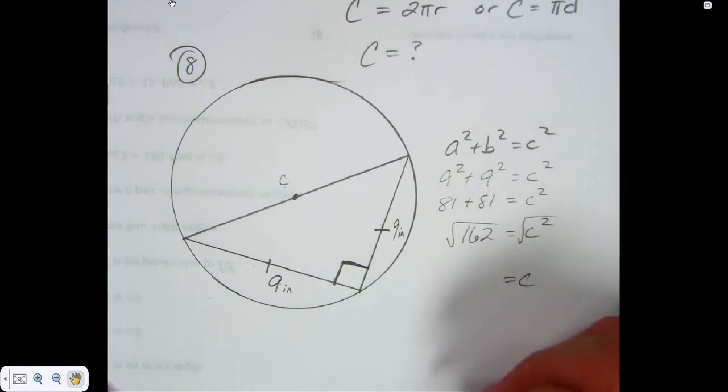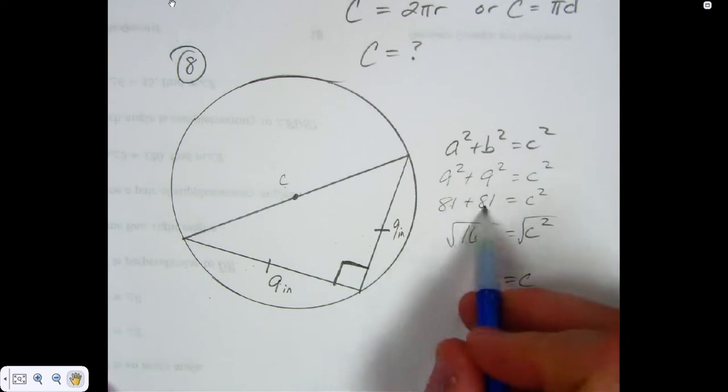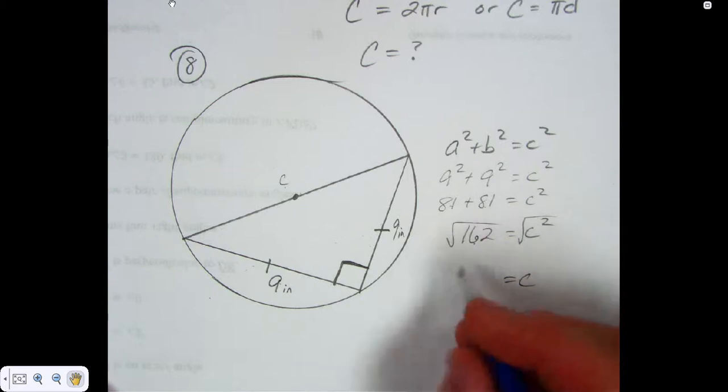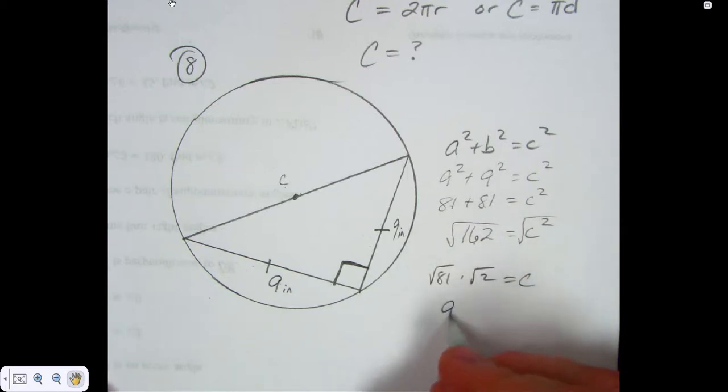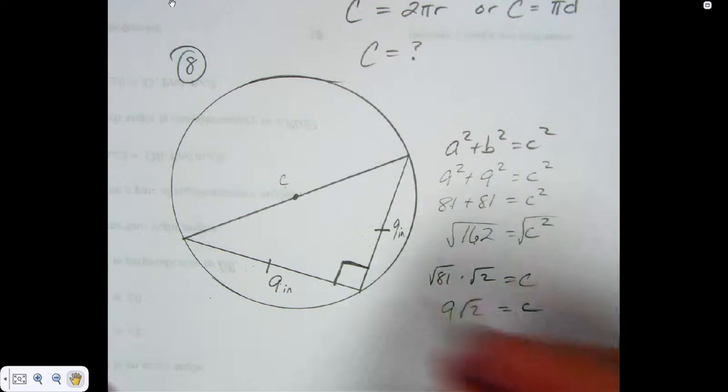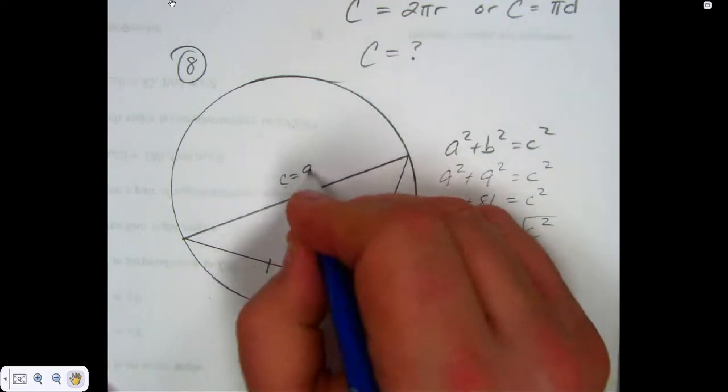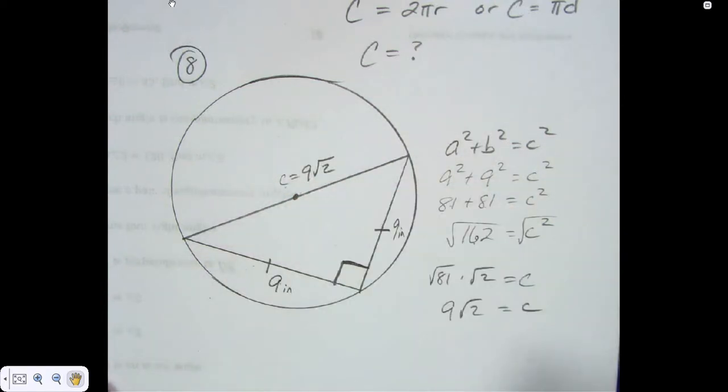What's the largest perfect square that's a factor of 162? How about 81? Isn't 81 plus 81 162? So square root of 81 times square root of 2. So 9 square roots of 2 is what C is. Just multiply it by radical two, because it's a 45, 45, 90 triangle.